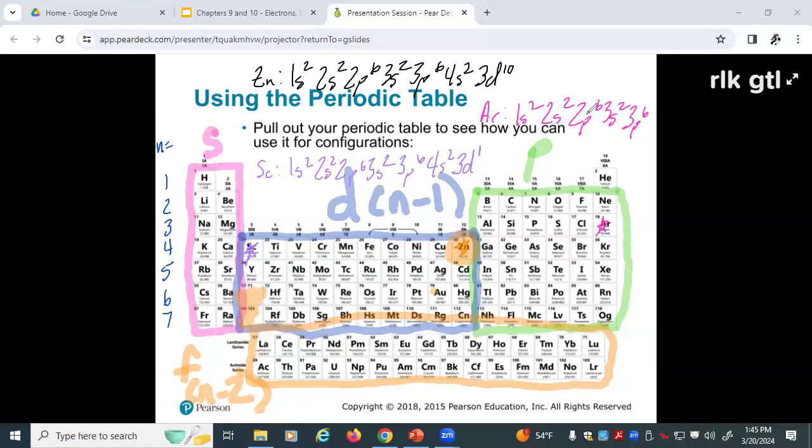So basically, we can run off of the assumption that everything is full until we get to the sublevel where our element is. When we get to that sublevel, we frame it. So what is it? What energy level? What shape? And then we just count the number of boxes that it's going to take to get to there.